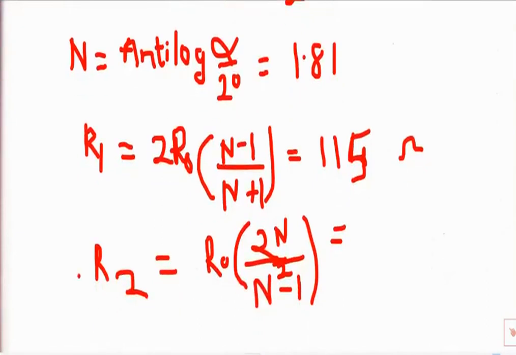So this way you can get the value of shunt arm resistance also. Okay. 3170. Answer is 3170.